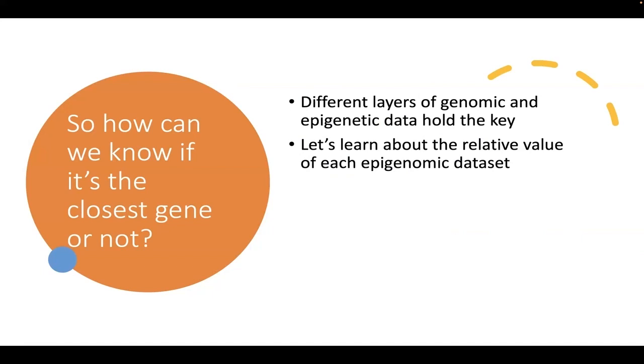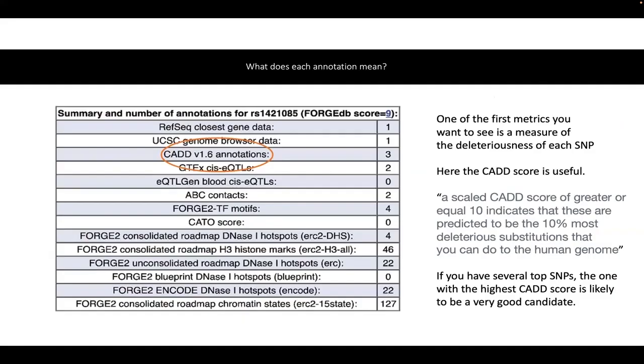So how can we know if it's the closest gene or not? You can say, all right, Charles, this is great, you're telling me sometimes it's the closest gene, sometimes it isn't, how do we know? We know through functional validation, but we can also get some information using epigenetic annotations, right? And so what does each annotation mean?